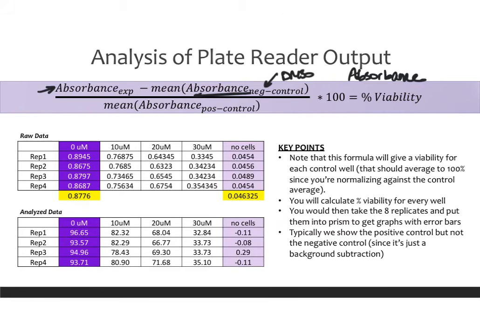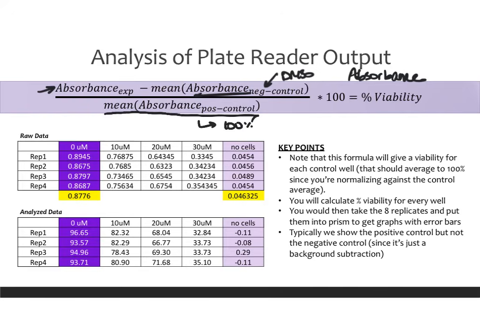But in reality, it usually shows something around like 0.04 or 0.00 something. So you want to subtract out any background. And then you're going to divide by the mean of the positive control. And that essentially means that you're setting your positive control at a 100% viability.